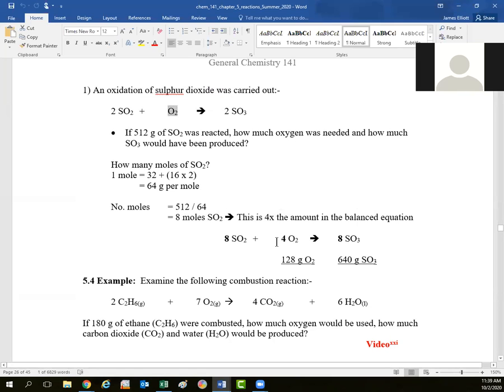4 times more oxygen, so 4 moles. We'll produce 4 times more of the product, so 8 moles. And that gives us our new proportions for the reaction, the new scaled up proportions.